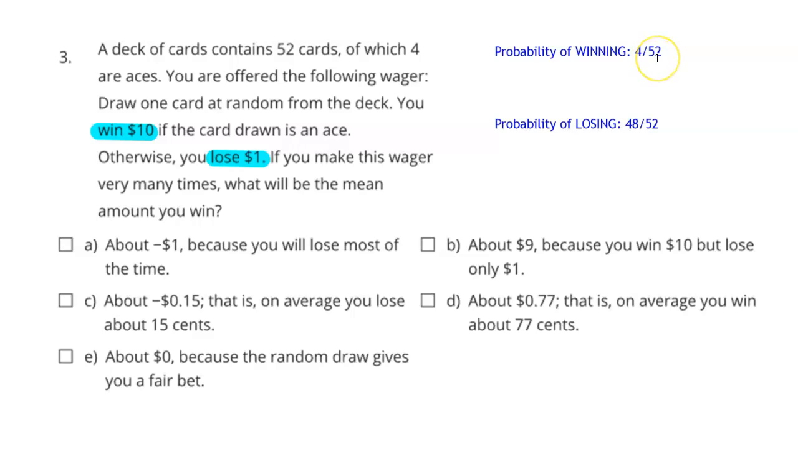Let's assign these to random variables. And there's pretty easy random variables here. Winning $10 is positive 10. Losing $1 is negative 1. So here are our random variables.